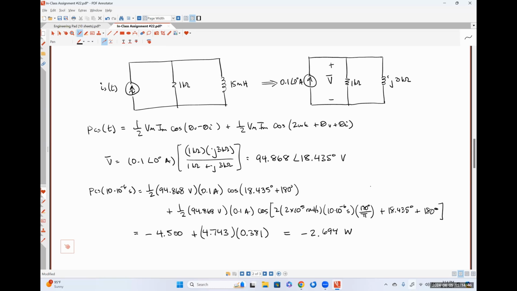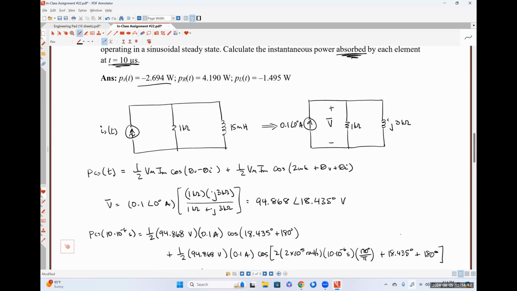All right. So why did you add 180 instead of going to 0? So 0 degrees is the current that's flowing from the negative polarity terminal, so into the negative polarity terminal, out the positive polarity terminal. Because we were asked to get absorbed power, I need the current flowing in the opposite direction. So negative 0.1 angle 0 degrees amps is the same thing as positive 0.1 angle plus or minus 180 degrees amps.